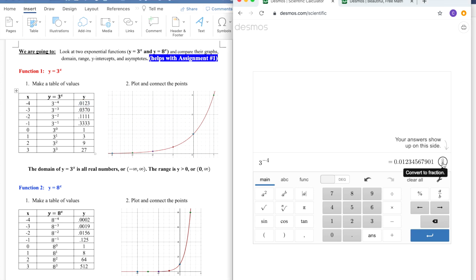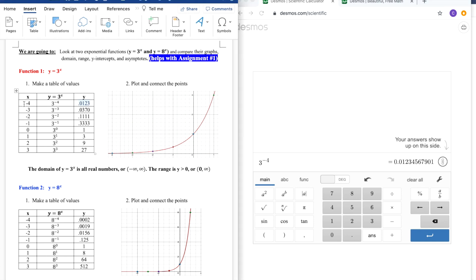On the calculator, if you click on this button, it converts the decimal into a fraction, and then you can click it again to convert it back to the decimal. So that's pretty useful. So that's basically what we did here. We just plugged in these x values into the function, we calculated it to get our y values, and the x and the y values create points that we can plot on the coordinate plane. When we connect those dots, that's how we get our graph. But we're not going to do that. We're actually going to use Desmos to just graph the function.